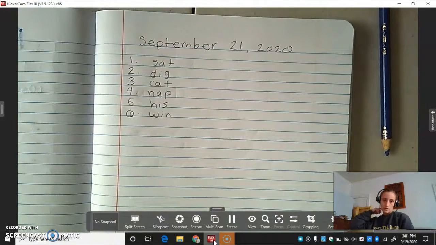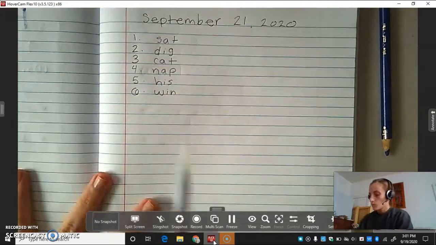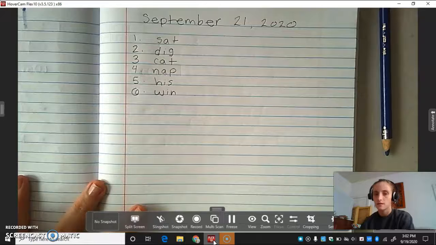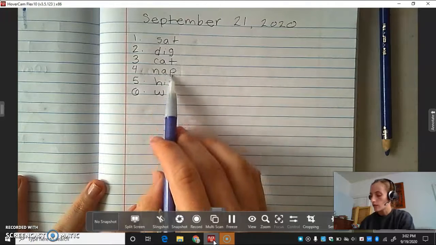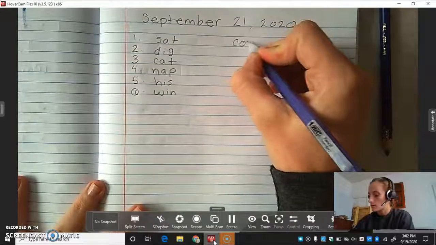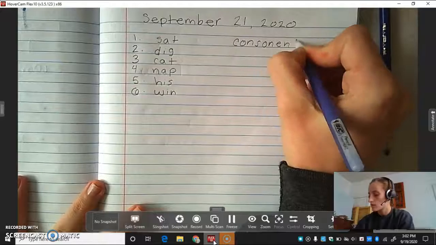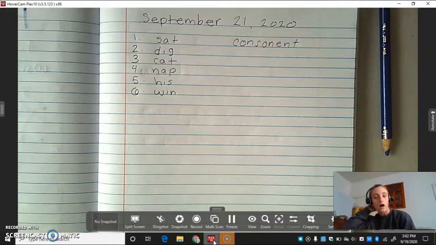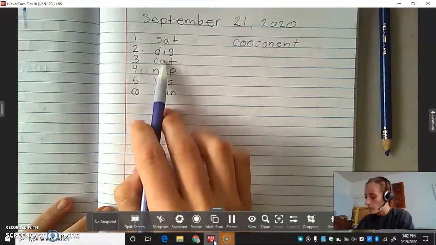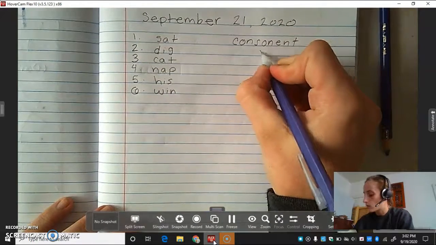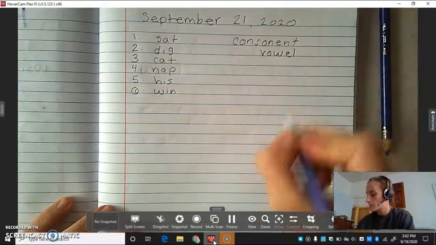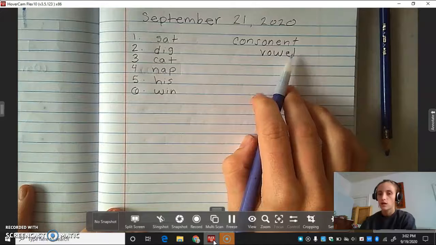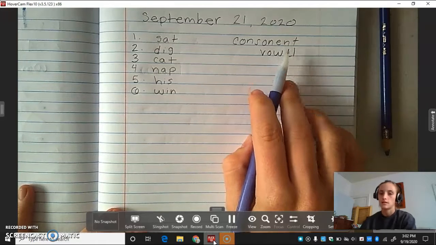Looking at our sounds here, all of our beginning sounds are what we call consonants. All of our end sounds are consonants. A consonant is the letter of the alphabet that is not a vowel. All of our middle letters are what we call vowels. So in the alphabet, we have 5 vowels, and then the rest of the letters are consonants.